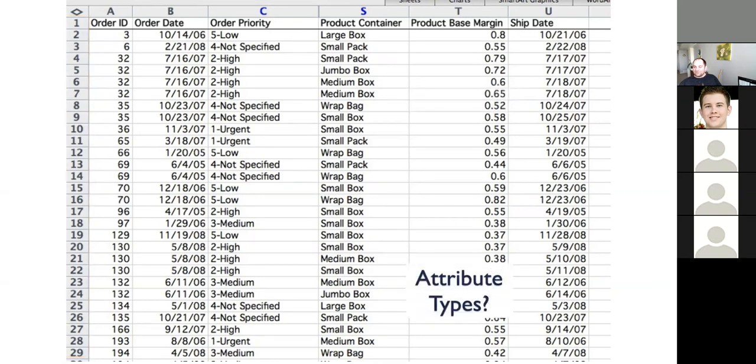What are the different attribute types? What is the attribute type of order ID? Is it interval, ratio, ordinal, or nominal? A lot of people say ordinal. It could be ordinal. It probably is ordinal, but it could also be nominal. The ID is probably sequential by implementation, but the order is probably not particularly important. What about the order date?